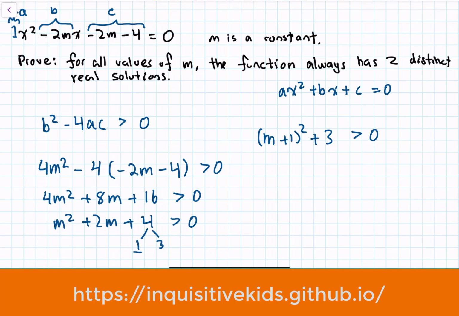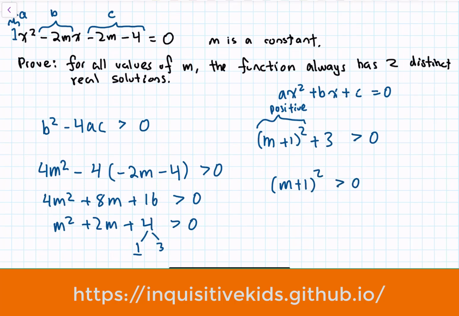Is greater than 0. We know that m plus 1 squared has to be nonnegative no matter what, which means that even if we don't have this plus 3, m plus 1 squared is still greater than or equal to 0. And then here we see that our discriminant, when we simplified it, is indeed greater than 0. And it can't equal 0 because if it equaled 0, then 0 plus 3 would not be greater than 0. So this is true. Our answer is true. For all values of m, the function always has two distinct real solutions.